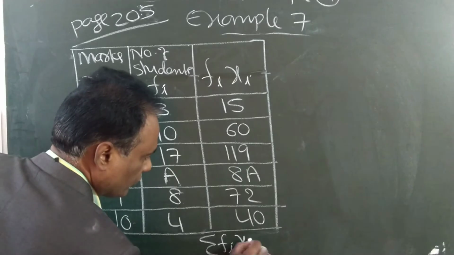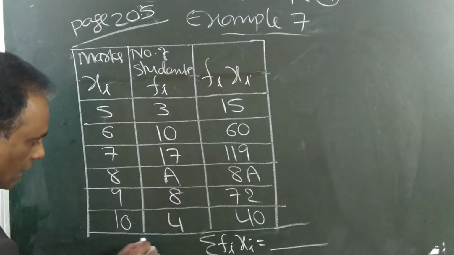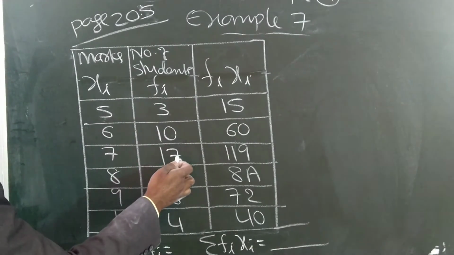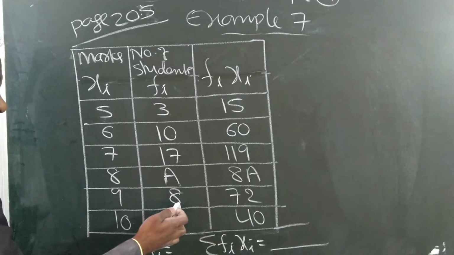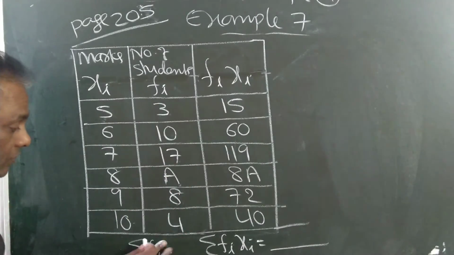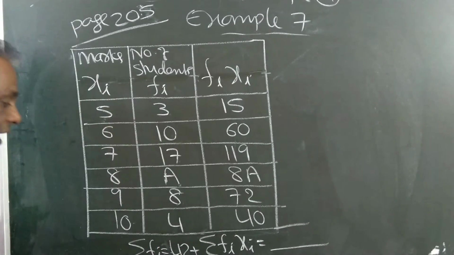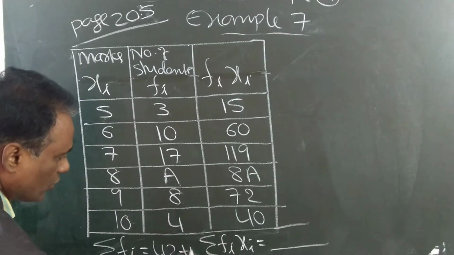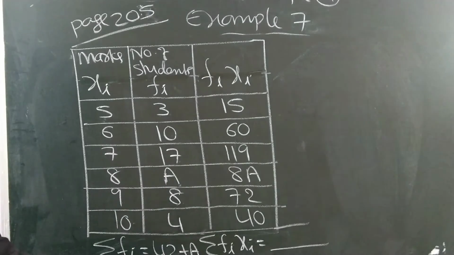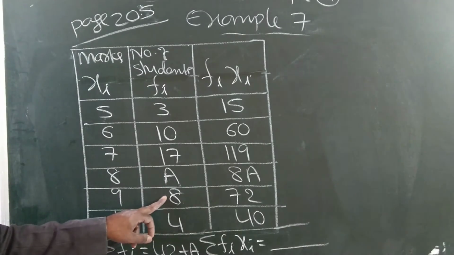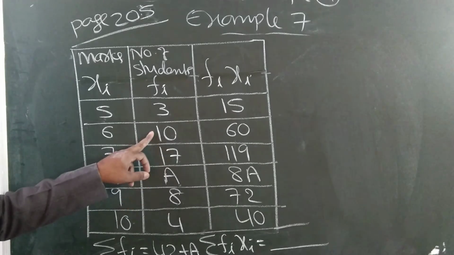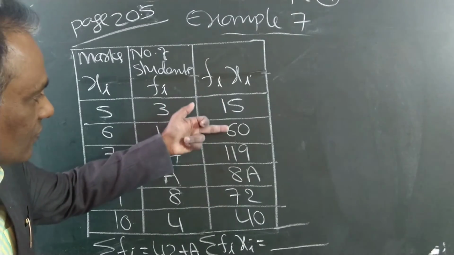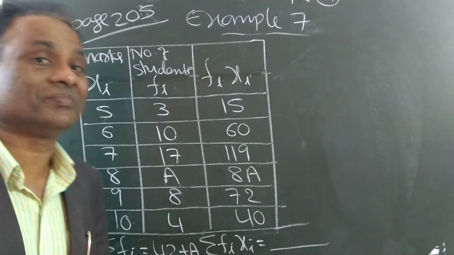What is the total? Add the frequencies: 3 plus 10, 13, plus 17, 30, plus A, plus 8, 38, plus 4, 42 plus A. You can't add A with other numbers. Keep A as it is. Numbers only you add. 4 plus 8, 12, 12 plus 17 is 29, 39, 42. 42 plus A. Here also don't mix 8A. You add the other numbers and write 8A the same.